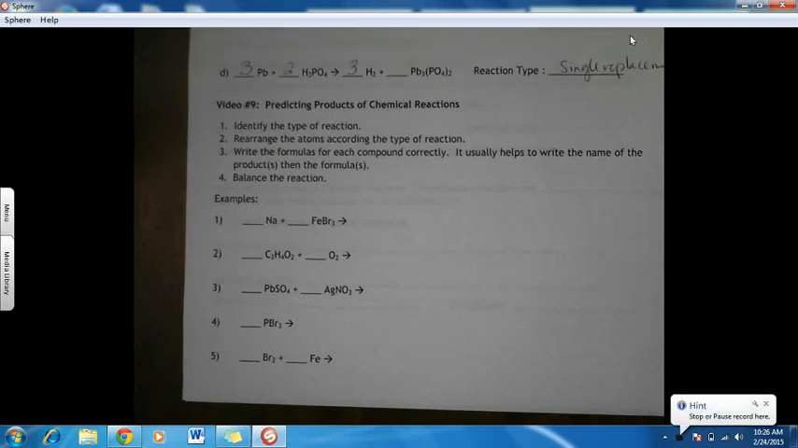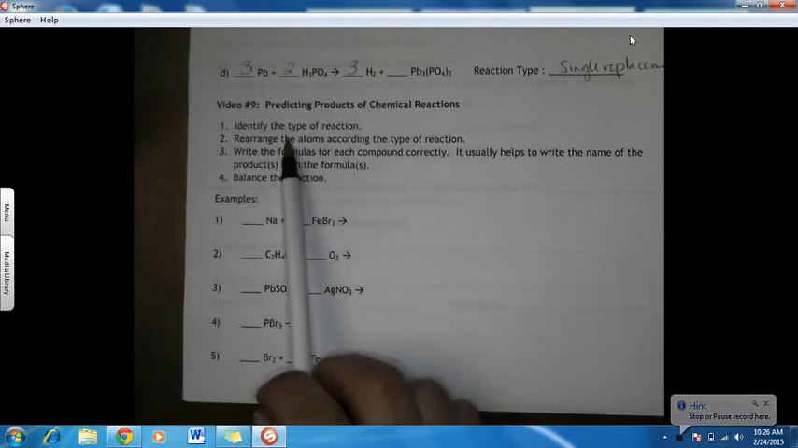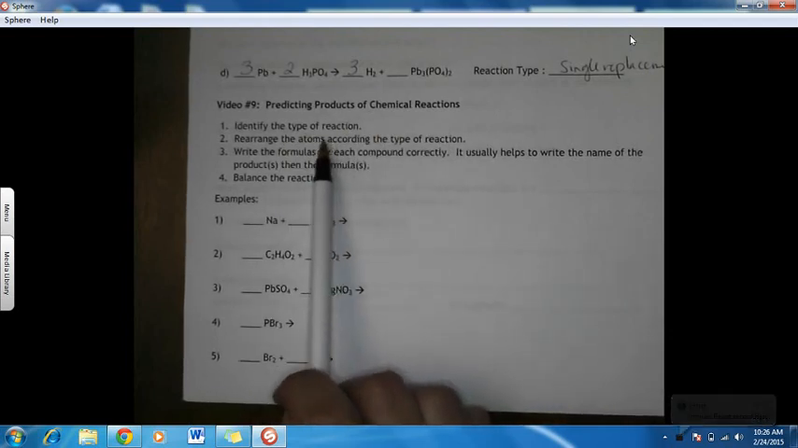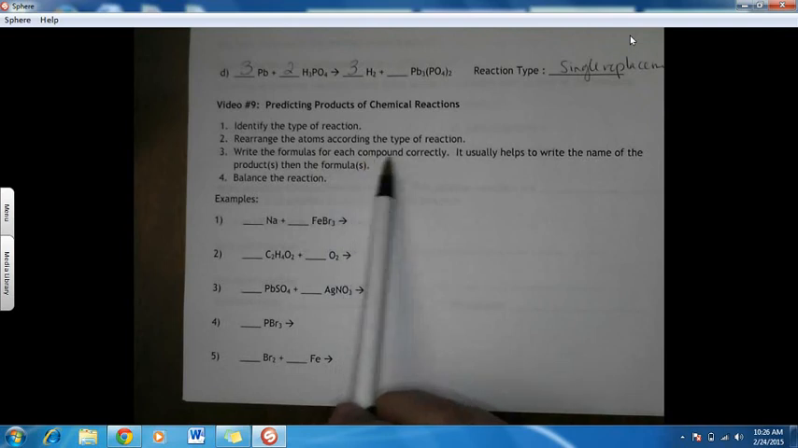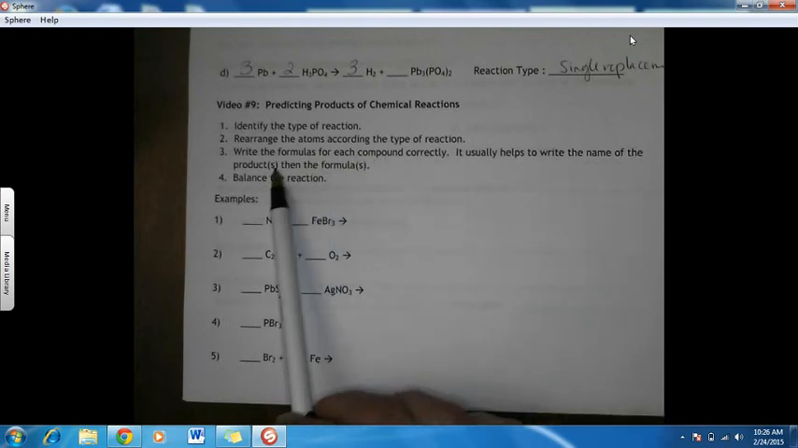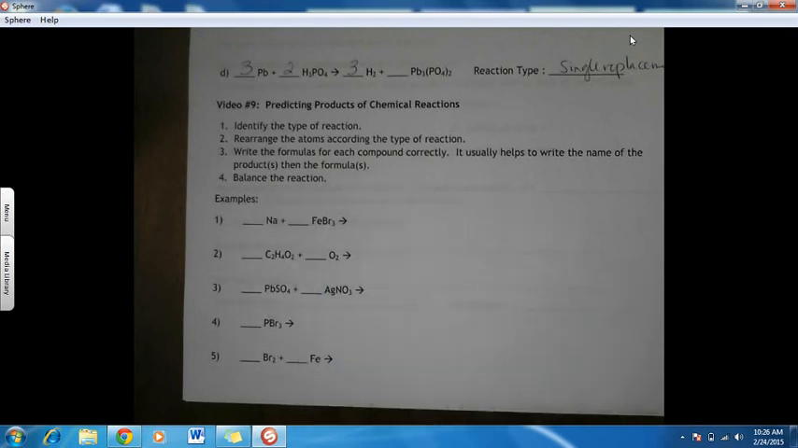Alright, we're going to look at predicting products of chemical reactions. To predict the products, the first thing you need to do is identify the type of reaction. Then we rearrange the atoms according to what that type of reaction would say we need to do. And then we write the formulas correctly, and it usually helps to write the names of the products and then write the formulas. Then we balance the reaction.